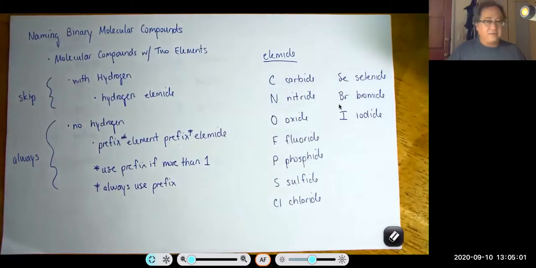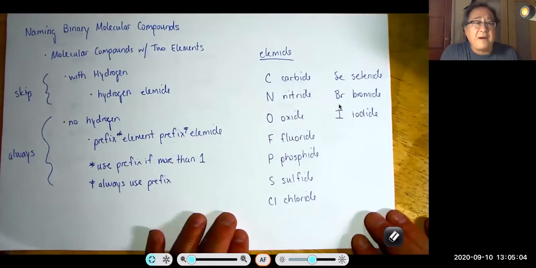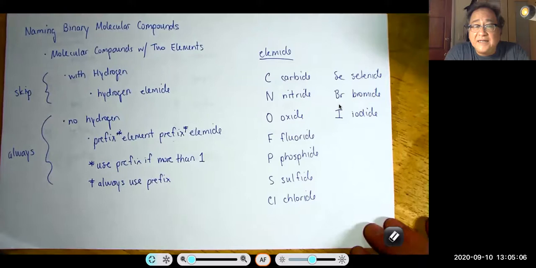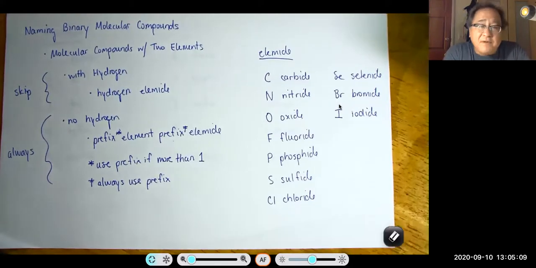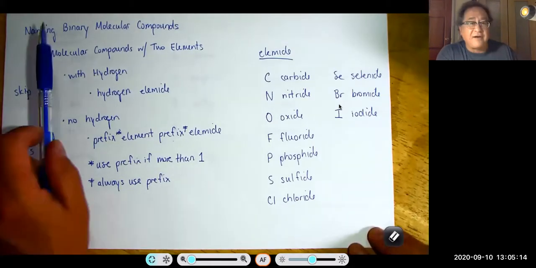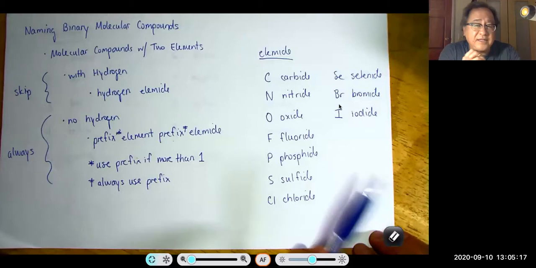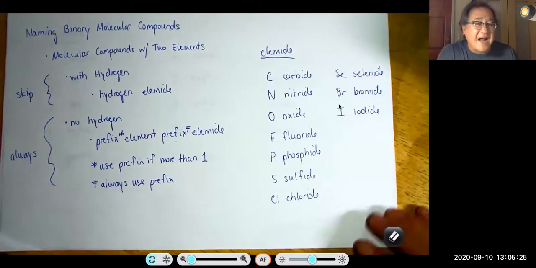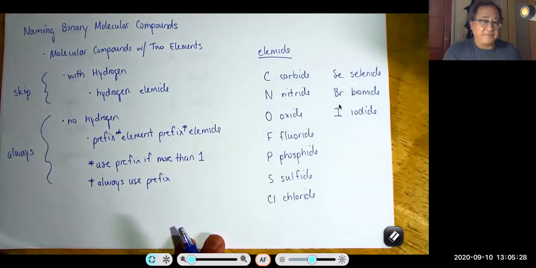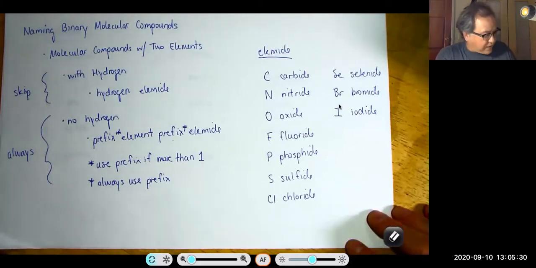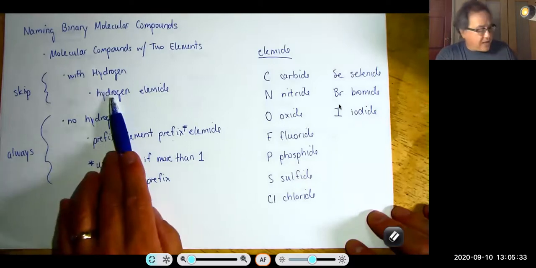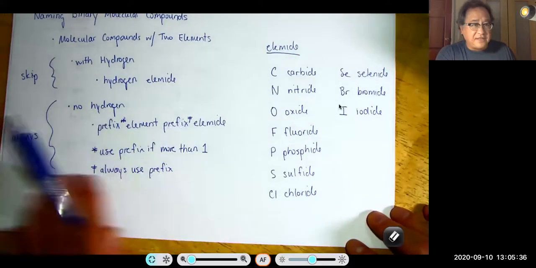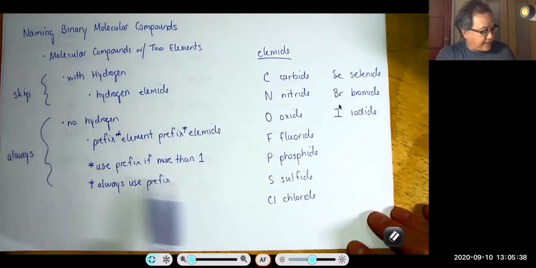Okay, now, you do need to know how to name binary molecular compounds, and if given the name of a binary molecular compound, come up with a formula. So what is a binary molecular compound? Well, remember, we said that molecular compounds are compounds that usually have 2 nonmetals, okay? 2 or more nonmetals, I should say. Binary means exactly 2 types of elements, okay? There's a special way of naming things with hydrogen. We're going to skip that, and we're going to go with this way of naming all of these binary molecular compounds, okay?